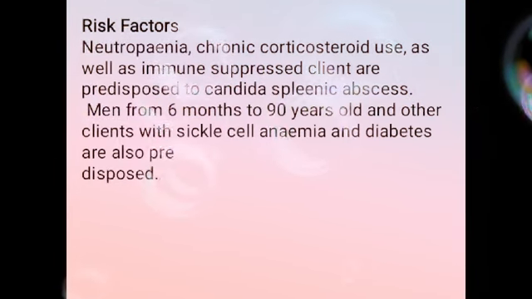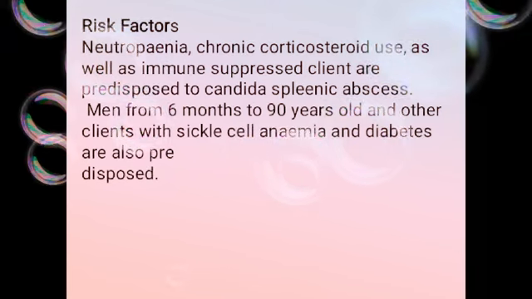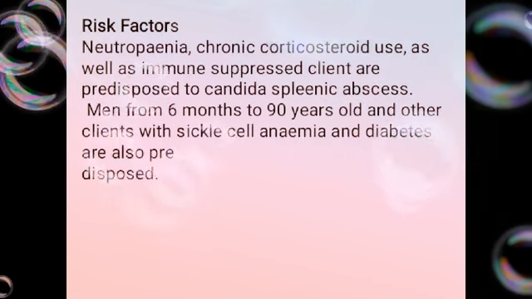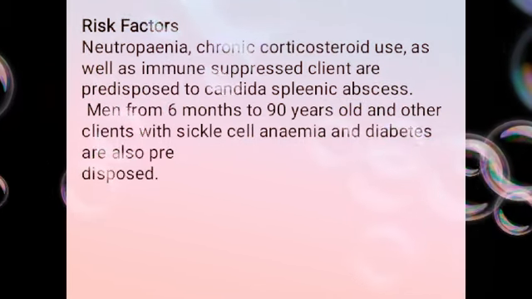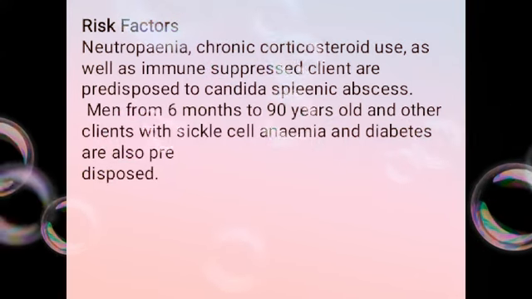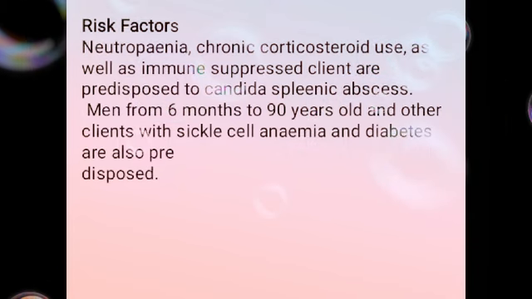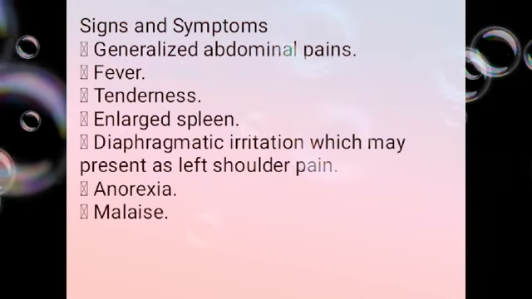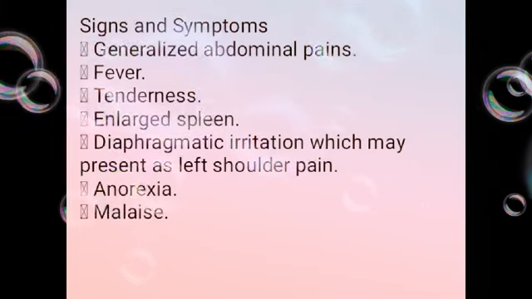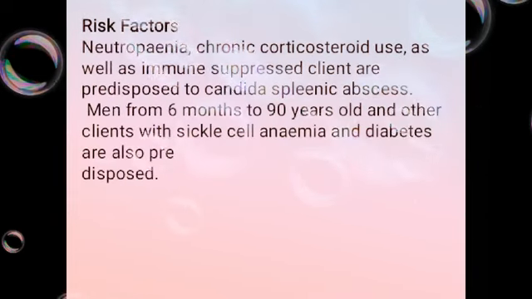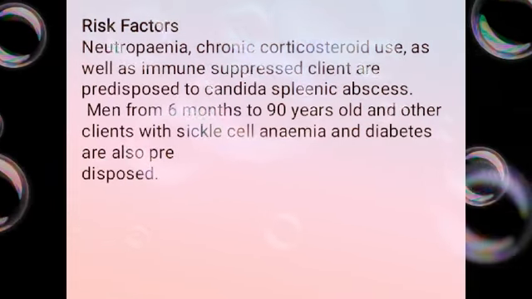also predisposed. Just like we have said, the target is those who are immunosuppressed, because if you have noticed, much of the causative organisms that we talked about come as opportunistic infections. Hence, when a person's immune system is suppressed, it is going to increase the likelihood of this person developing an abscess of the spleen.